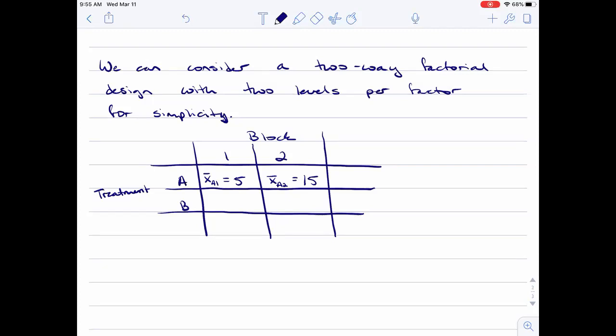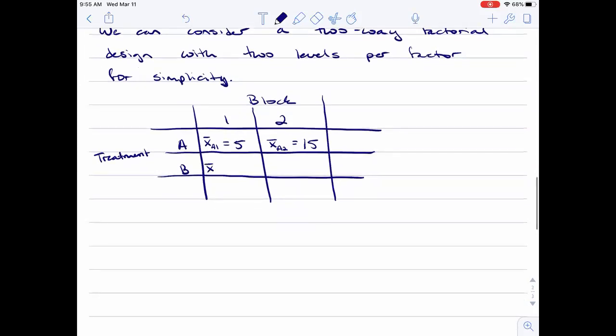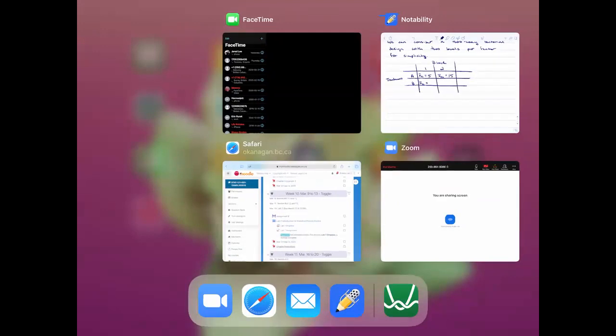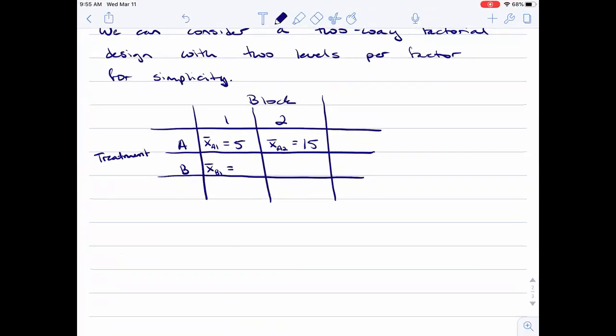Now, moving on to treatment B, maybe I've got an X bar of B1, in block 1, of, I don't know, let's say 7. And then I've got X bar of treatment B, block 2, and I've got a mean of 10, let's say.